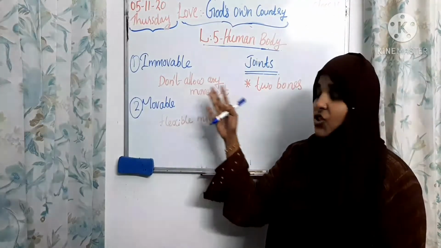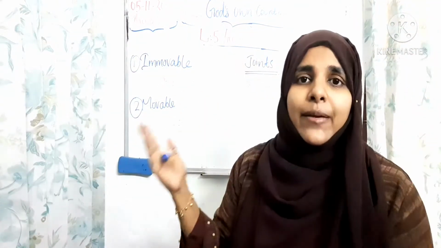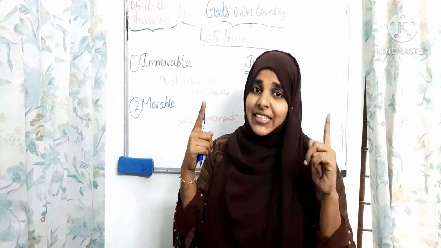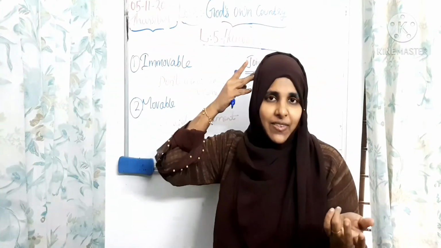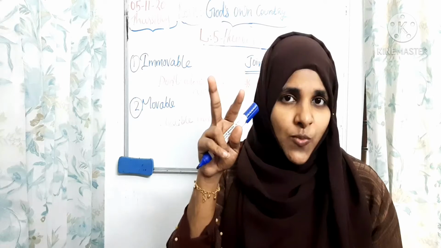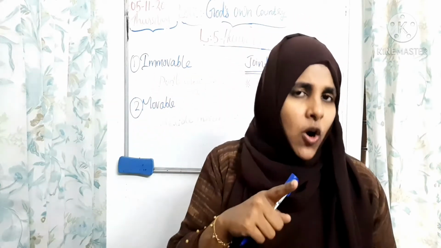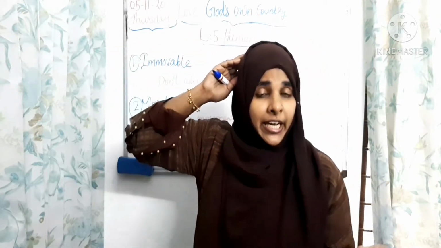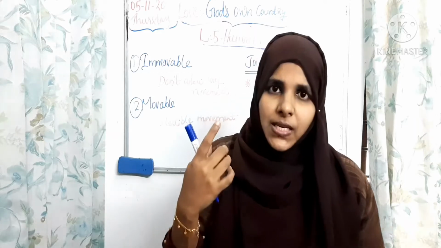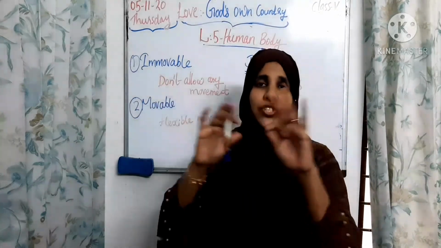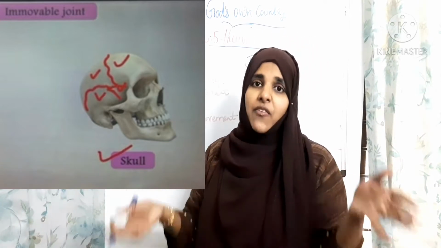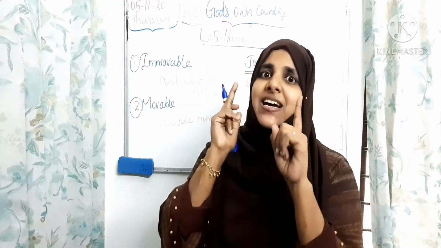Immovable joints are joints which don't allow any movement. In our body, which joint doesn't allow any movement? An example is the skull. The skull is made up of two types of bones. What are they? Cranial and facial bones. You remember that one? We already learned it. These bones can't move anywhere. They are not flexible bones. That's why our brain is protected in the skull.